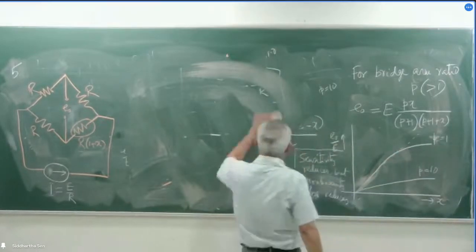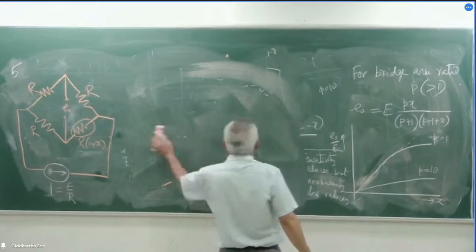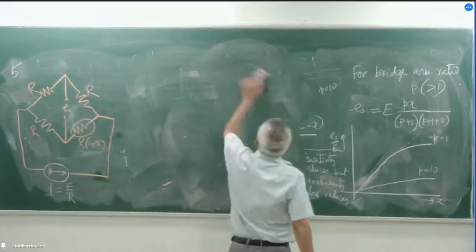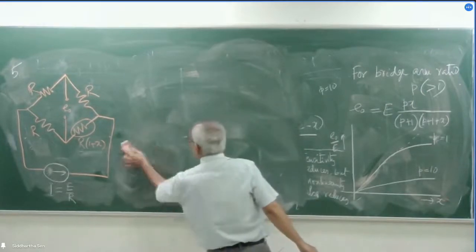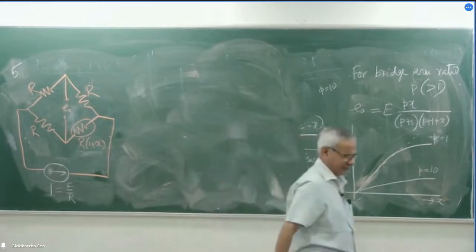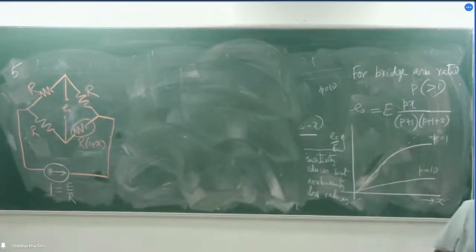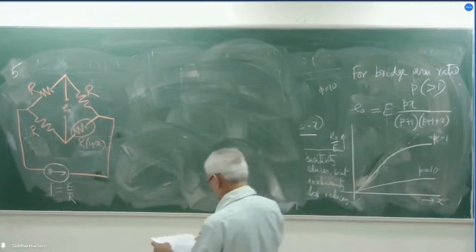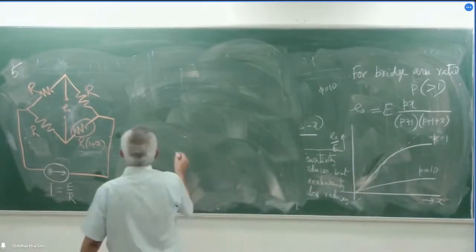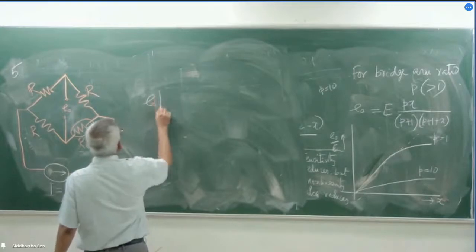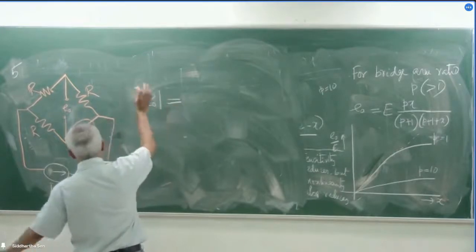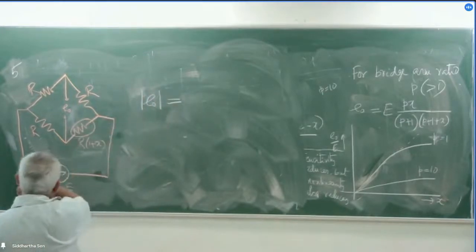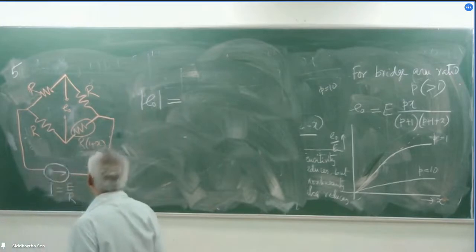Quickly. What is the value of E0? I can put it as mod also. The signs are like this, it's not important. Can you find out?